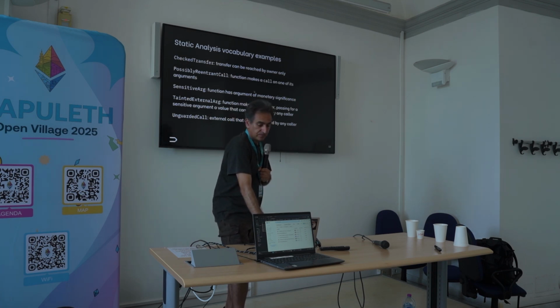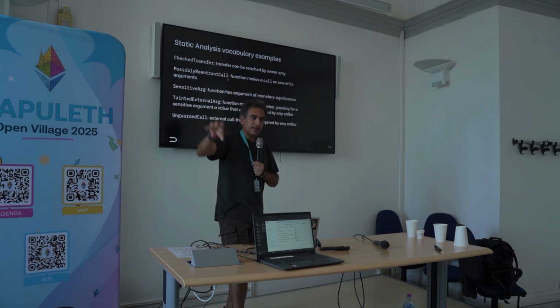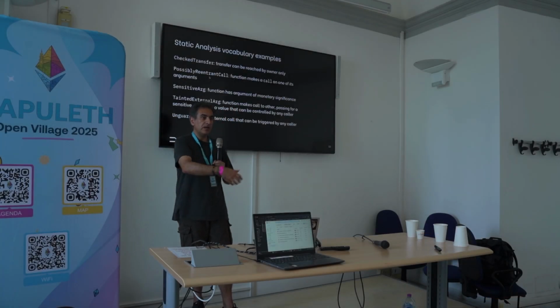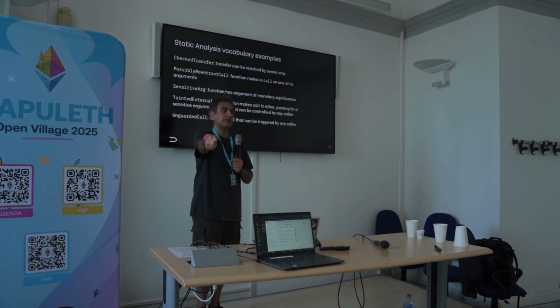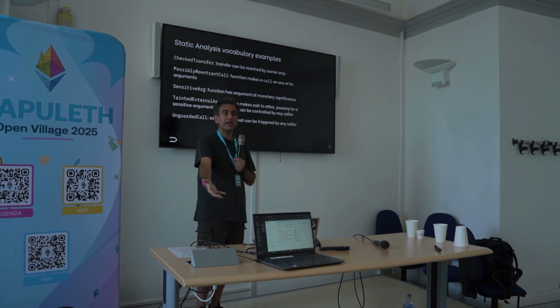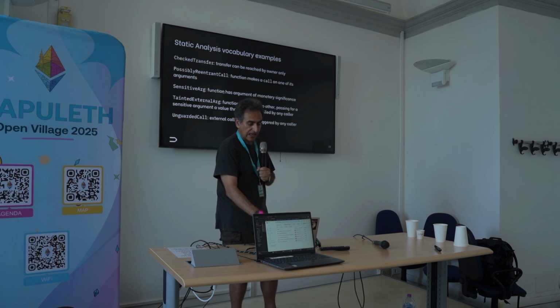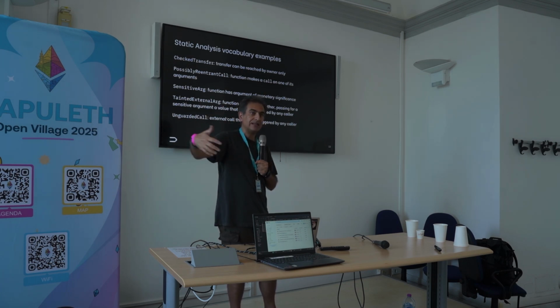Possibly reentrant call. It's a table in the database. It's actually a subtable. It's part of a big table called proto-vulnerabilities. These are the building blocks. And it tells you that the function makes a call on one of its arguments. For instance, it's going to tell you function foo takes 3 arguments, and it makes an external call on the second one. You can use this as a building block for detecting reentrances as they happen. And all sorts of other things, sensitive arguments, both on the caller and making calls with sensitive arguments, unguarded external calls, and many tens more building blocks.